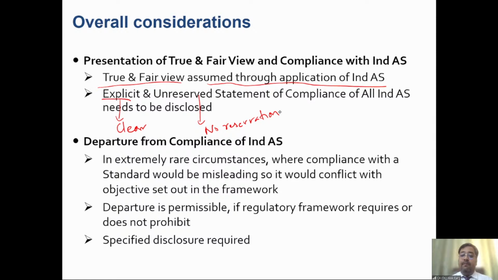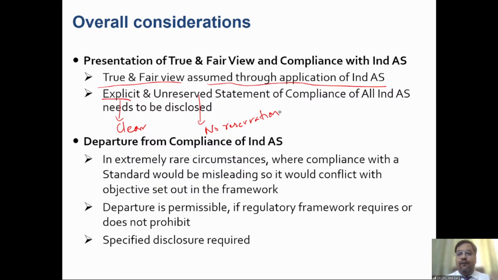Whether departure from compliance of Ind AS is possible: in extremely rare circumstances where compliance with a standard would be misleading, so it would conflict with the objective set out in the framework. What is that framework? Conceptual framework for financial reporting. This is a document prepared by ICAI, and on the basis of this document, the Indian accounting standards are drafted.